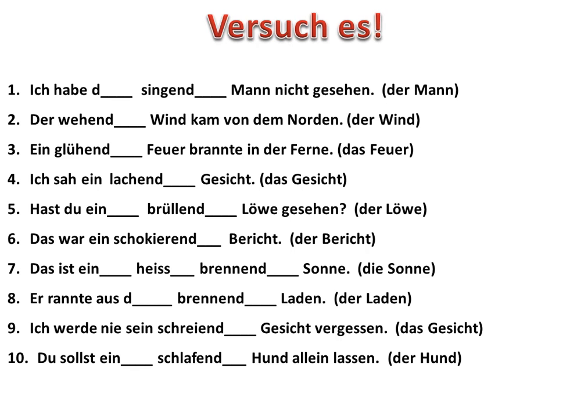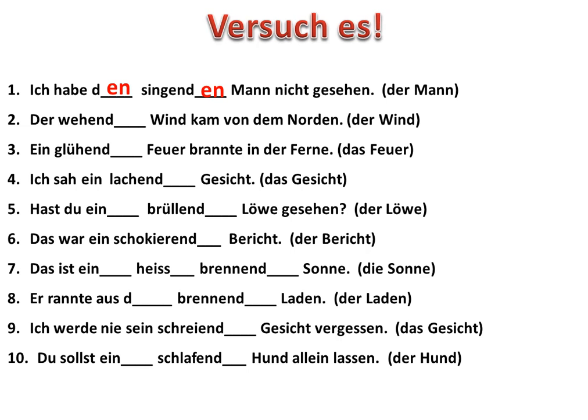So in this case, man is a direct object. Therefore, it's accusative. So man, as it's a masculine noun, will change to den, and the adjective that we're using here, the singing man, would also end in en. So ich habe den singenden Mann nicht gesehen.